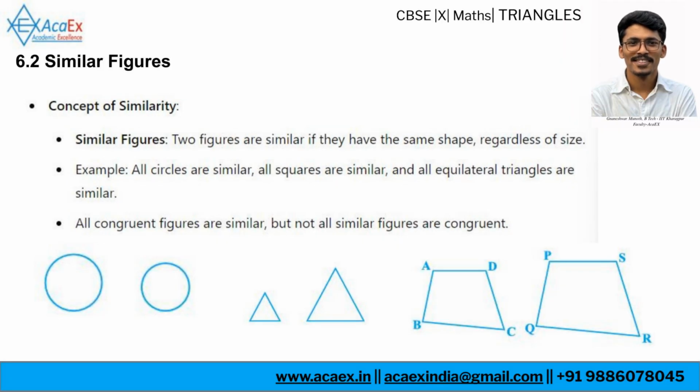Similar figures. Similar figures are defined as two figures that have the same shape, regardless of their size. For example, all circles are similar to each other, as are all squares and all equilateral triangles. An important concept to remember is that all congruent figures are similar, but the reverse is not true. Not all similar figures are congruent.